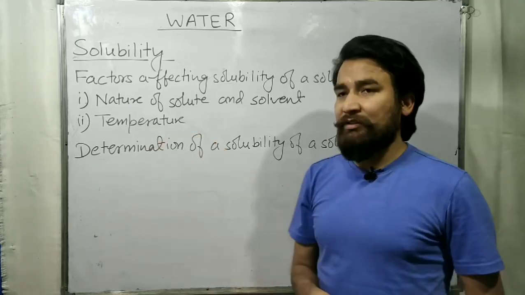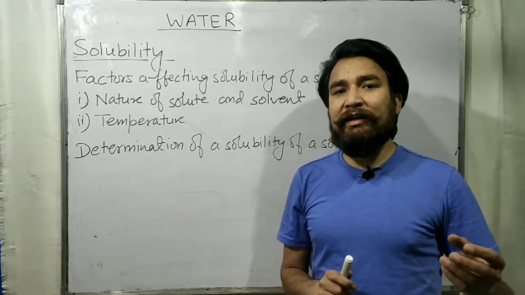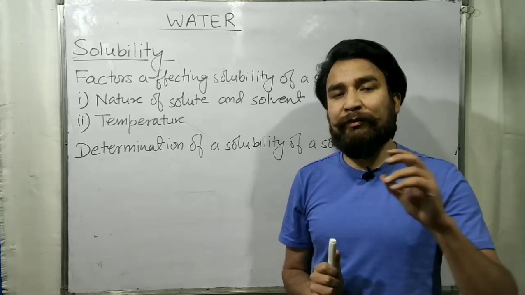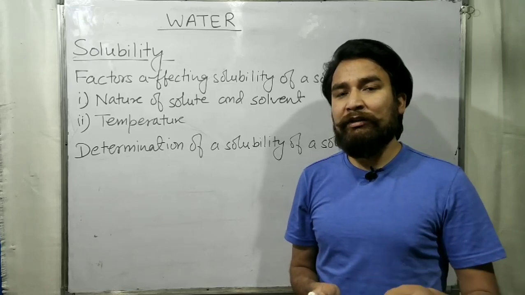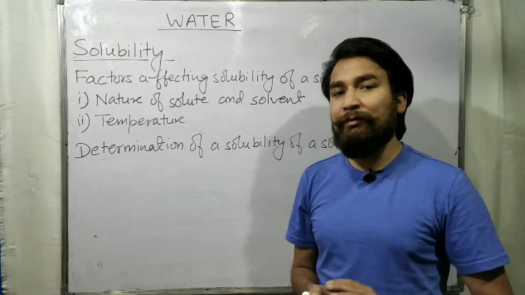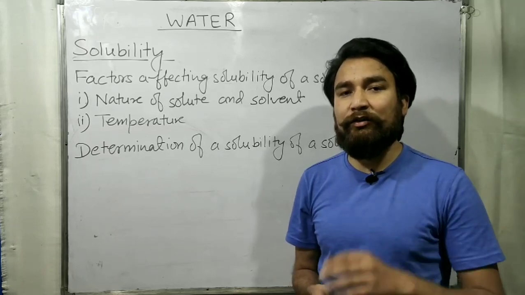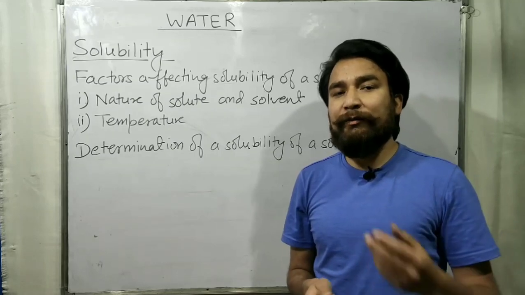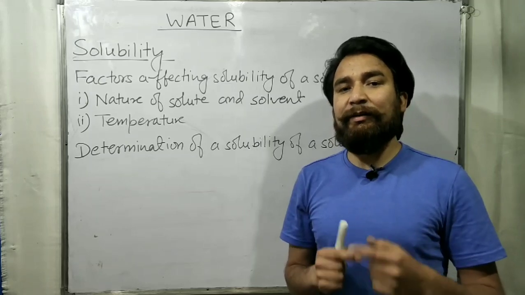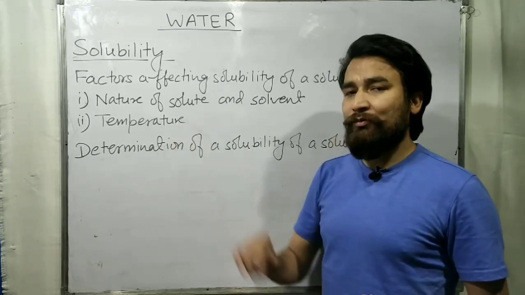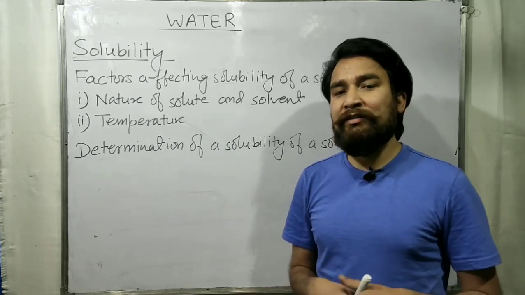The second thing is temperature. So let's discuss the temperature. You have seen that if we dissolve salt in a particular amount of water, after some time the salt will stop dissolving in that amount of water. But if you start raising the temperature, if you start heating the solution, you can dissolve more salt. It means that the solubility of salt increases with increase in temperature. So the temperature is one factor on which the solubility of a solute depends.